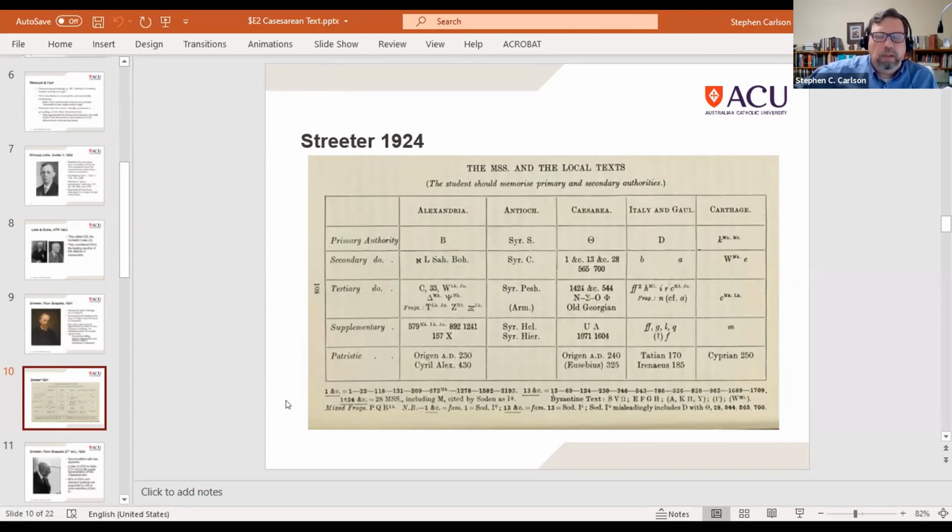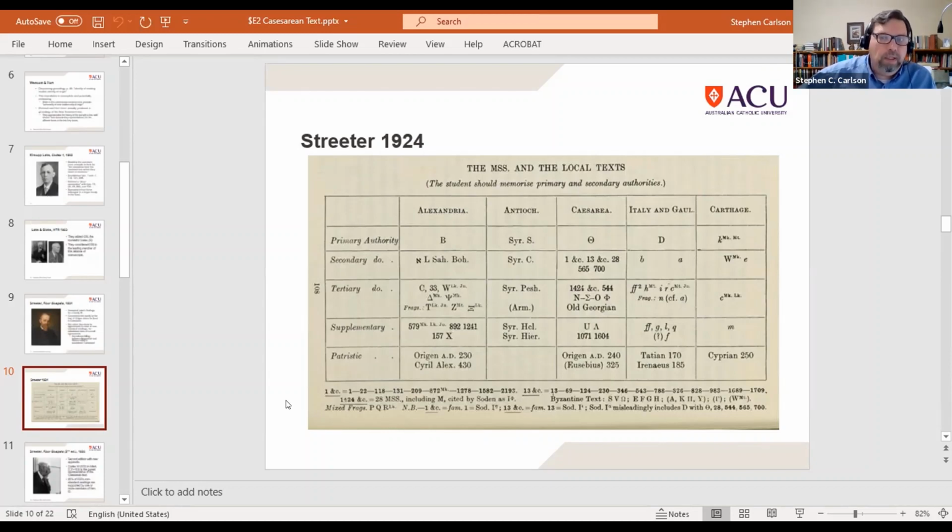Another important site for Streeter is Antioch, and he considers that the source. So here he just has a list of Syriac witnesses. We have the Sinaitic, we have the Curetonian, for the tertiary one, we have the Peshitta. He thinks the Armenian is in there, and so we have other Syriac witnesses there.